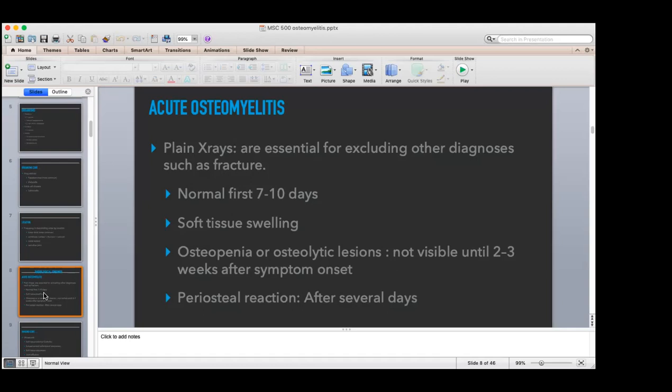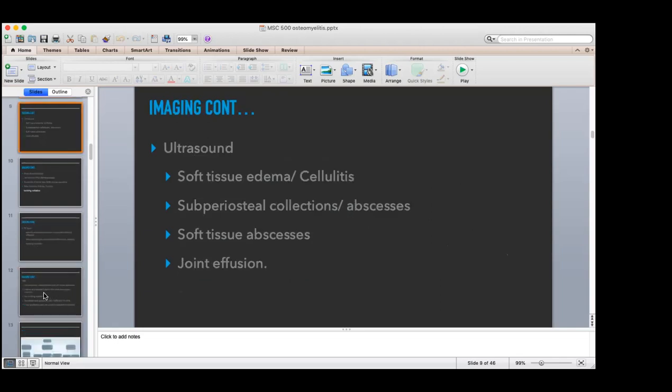So, and for bone specifically, we'll be having the osteoclasts. The osteoclasts will be taking away the bone and making it osteopenic. This is not normally visible until week 2 to 3 after the symptoms have started. We have the early periosteal reaction as well. This is whereby the bone is reacting to the inflammation. So there is a periosteal reaction of bone. I'll be able to show you that in a short while.